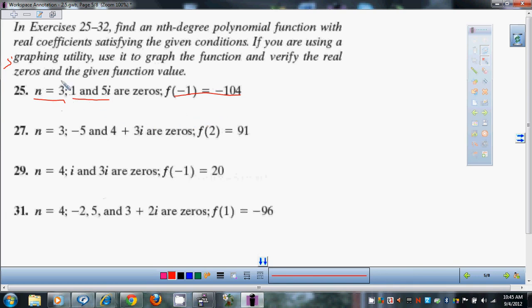So, if there's 3 roots, why have they only listed 2 of them? I'll give you a hint. I gave you a big hint. What's that? No, they've given you all 3. Why didn't they list all 3? Yeah.